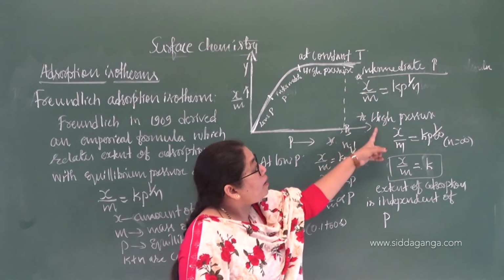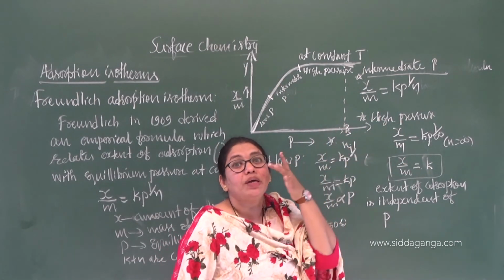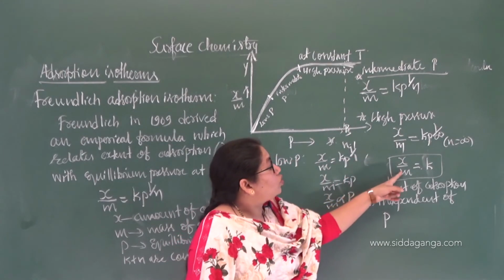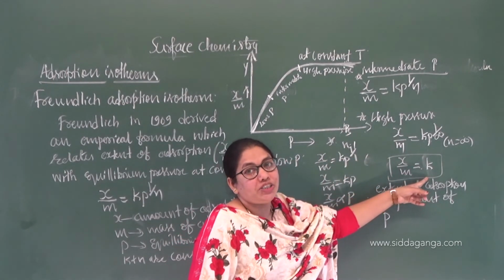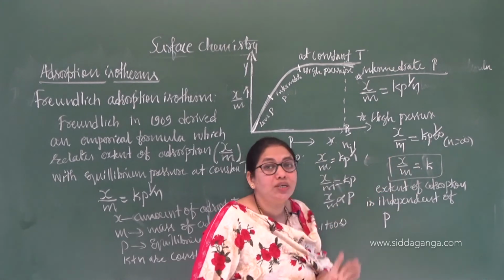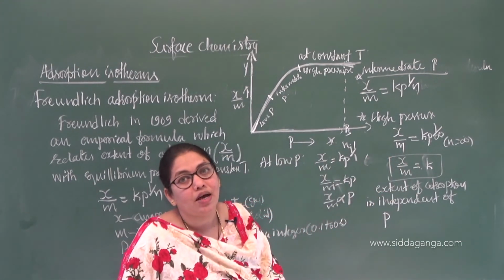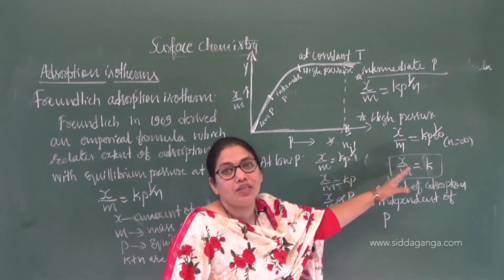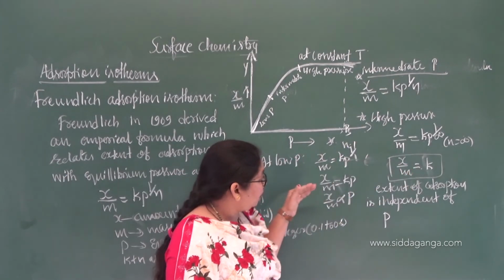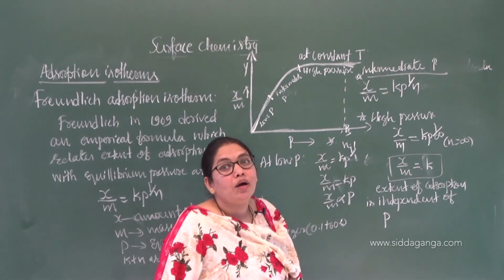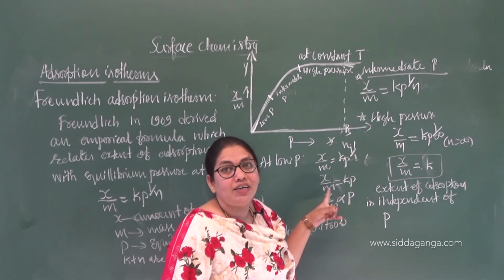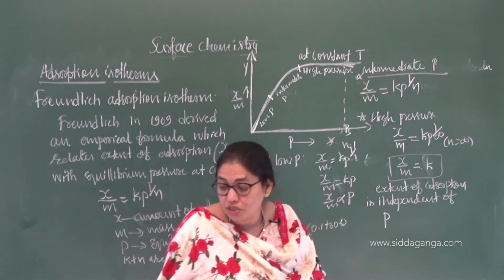And at high pressure, the value of n will be infinity. So it is independent of pressure. The extent of adsorption is independent of pressure, and we cannot apply that equation at this place. So it can be well explained at low and intermediate pressure only. We cannot apply the Freundlich adsorption isotherm at higher pressure.